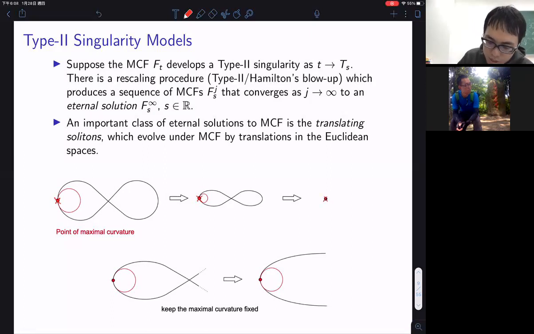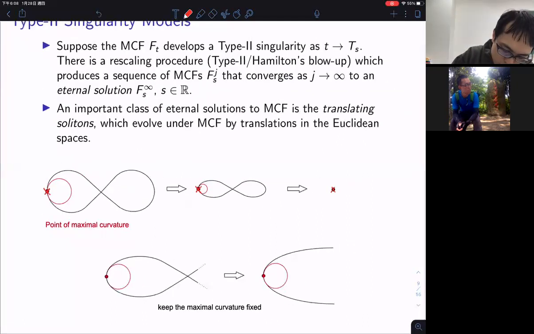So, since at the end the whole thing shrinks to a point, we cannot see the structure in the ordinary scale. And therefore, we have to rescale the curve around this point of maximal curvature. Okay, so we rescale it such that the circle of curvature stays the same size.